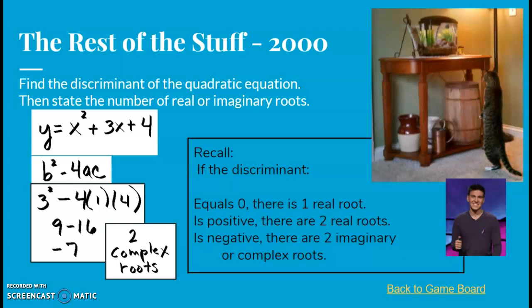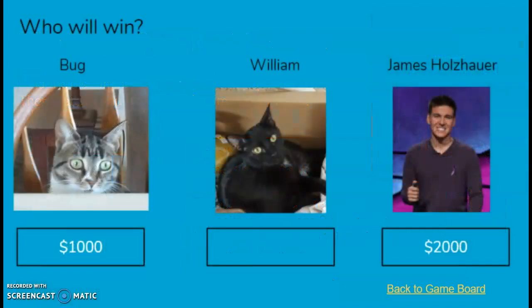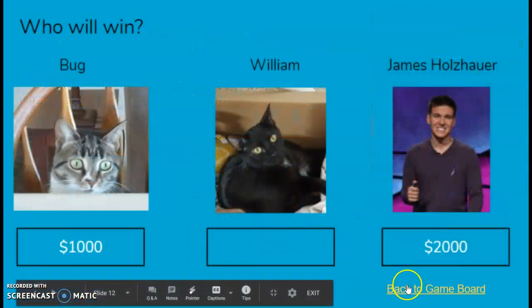Recall that if the discriminant equals 0, there is 1 real root. If it's positive, there are 2 real roots. And if it's negative, there are 2 imaginary or complex roots. So James got the question correct. He is getting $2,000.